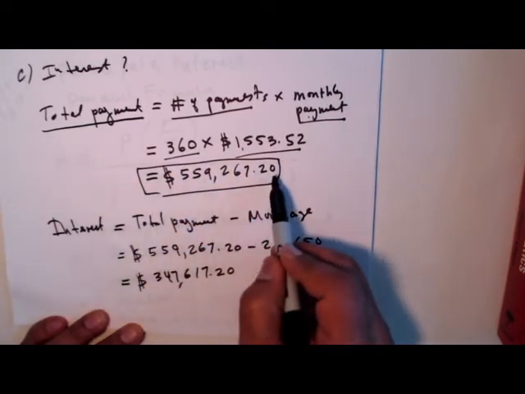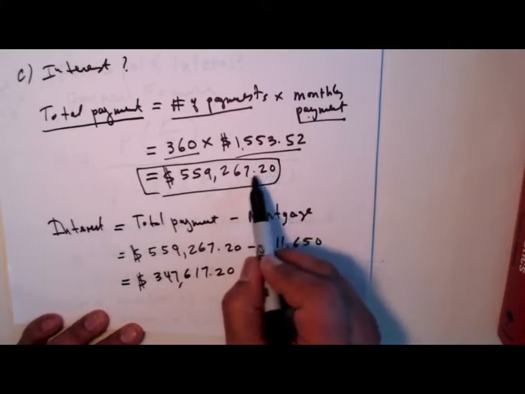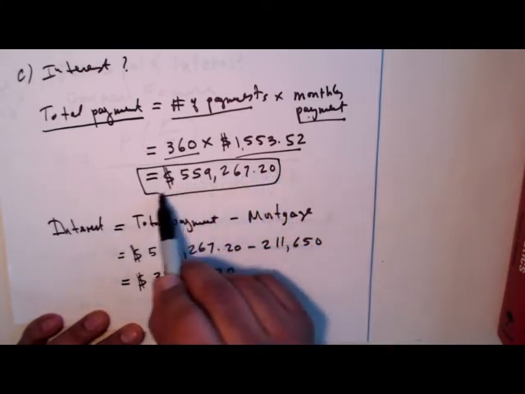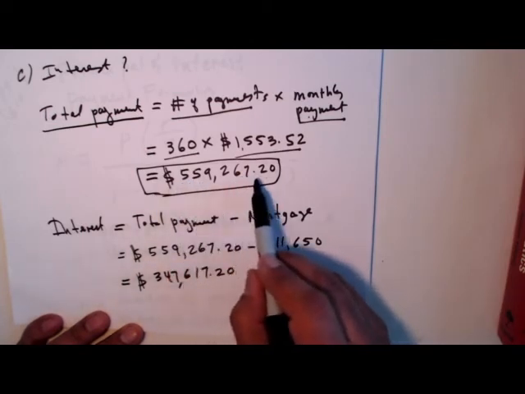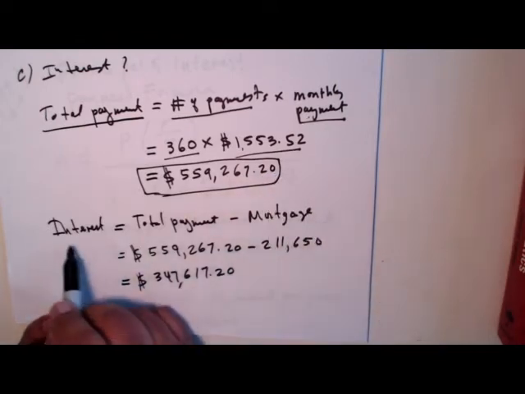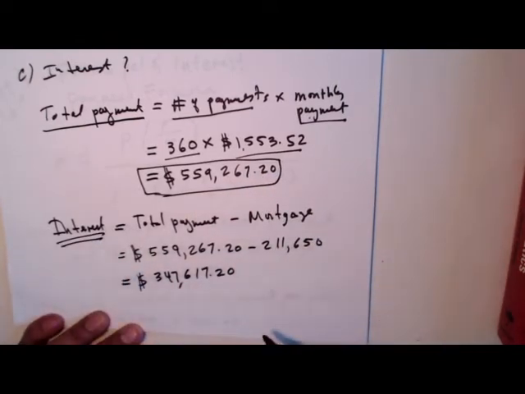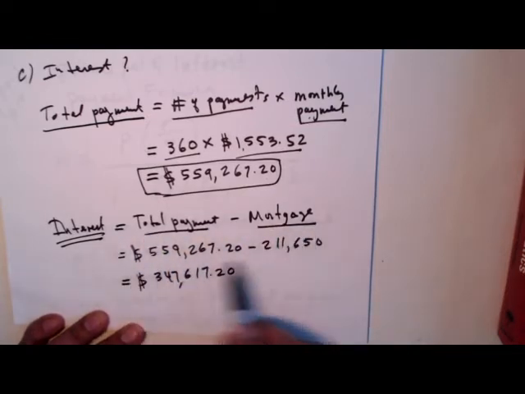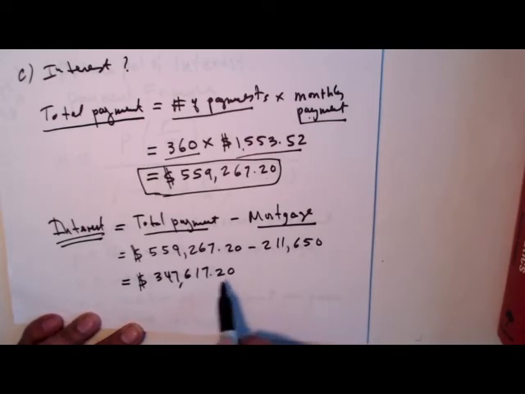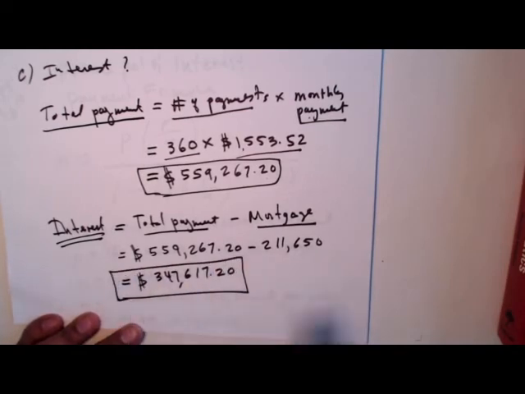So for buying a house, you're going to be paying in total $559,167.20. Now, what's the interest? To calculate the interest, basically you take the total payment minus the mortgage, and this calculation will result in the amount that the family has to pay in order to get that loan. So this is the way you do those calculations.